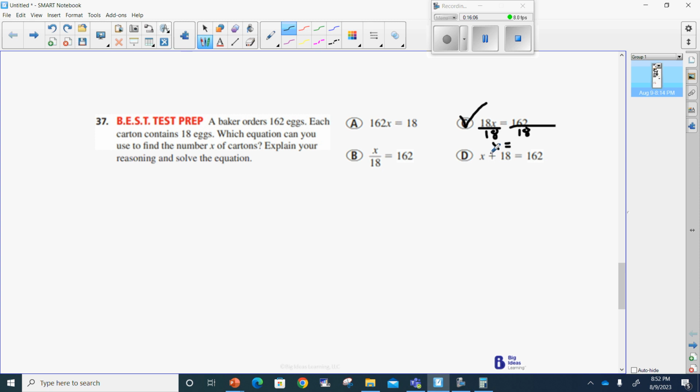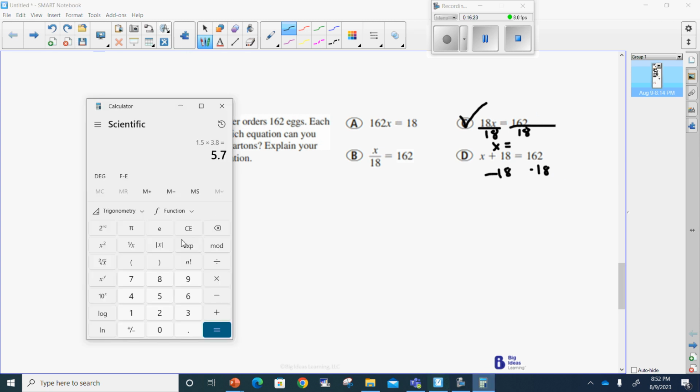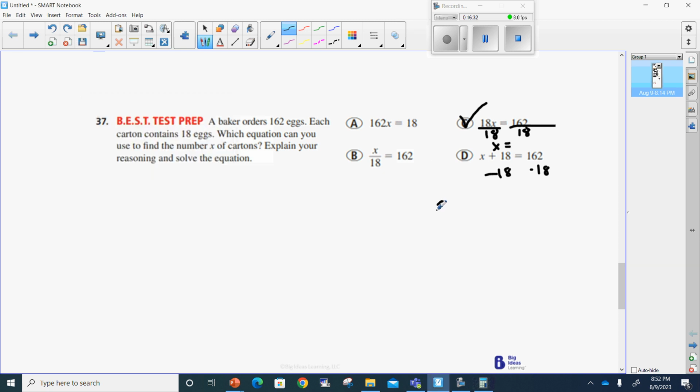All right, and the other one says x plus 18 equals 162. That won't work, because all that's going to do is make me subtract 18 from both sides, and that's not what I want to do. I want it to tell me the number of cartons, which means I need to divide. So 162 divided by 18, that's going to give us 9. So that tells us we'll need 9 cartons.